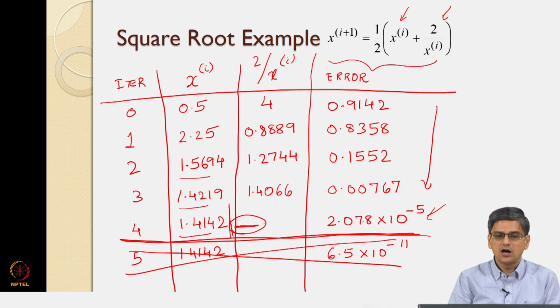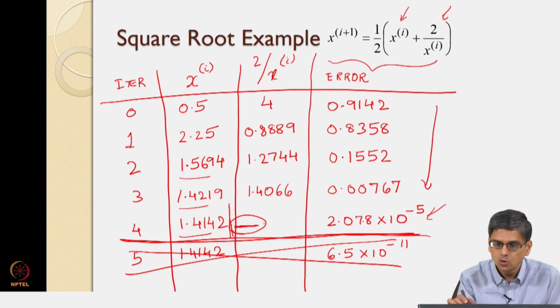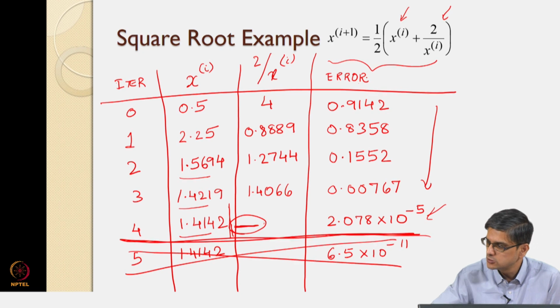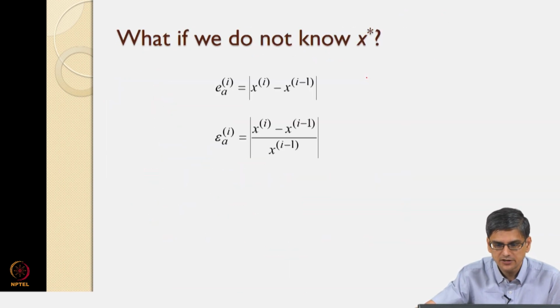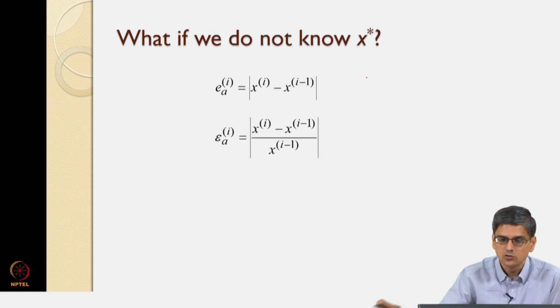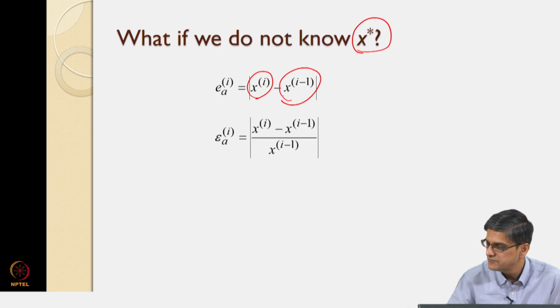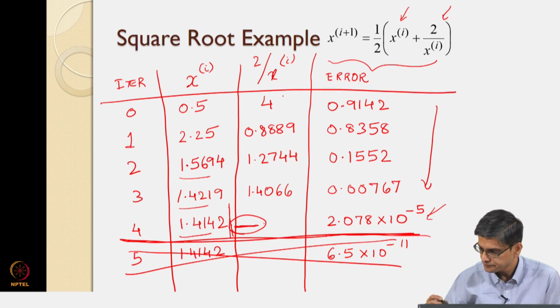Okay. Now, the next point is that the true value, square root of 2, we knew, but a lot of times the true value is not really known. If the true value is not really known, then what do we do? So, what do we do if we do not know x star? If we do not know x star, then our error is the difference between the current iteration value and the previous iteration value. Okay. So, let us go back to this example.